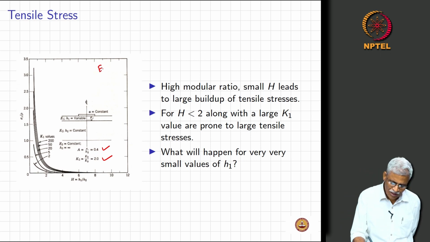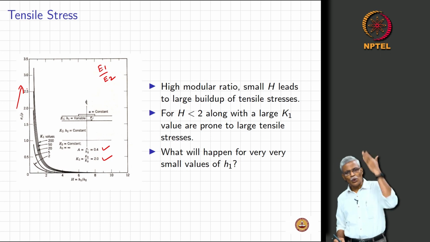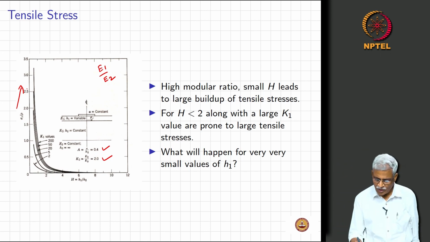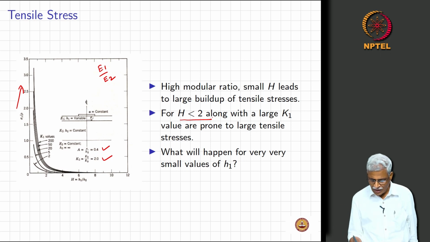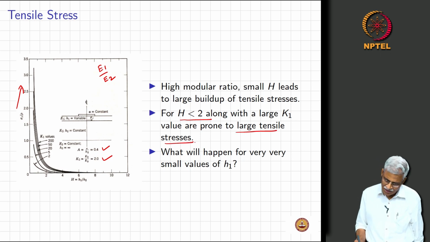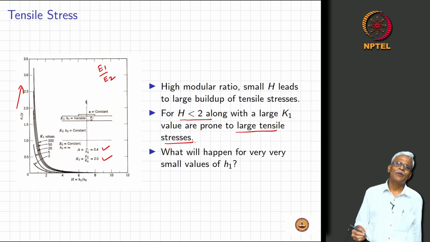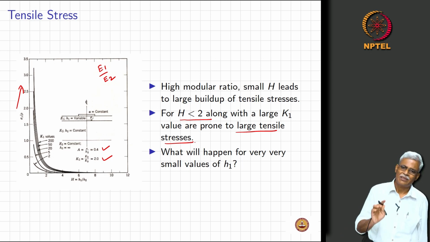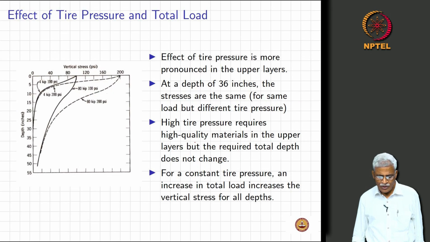For different E1 by E2, you see that sigma r by p is shooting up like anything, and for thickness less than 2 along with a large K1, they are going to be prone to large tensile stresses. But if you keep reducing the thickness, ultimately it becomes compressive in nature, but that is a different scenario, we will not get into that. So, this is something that you need to keep in mind.